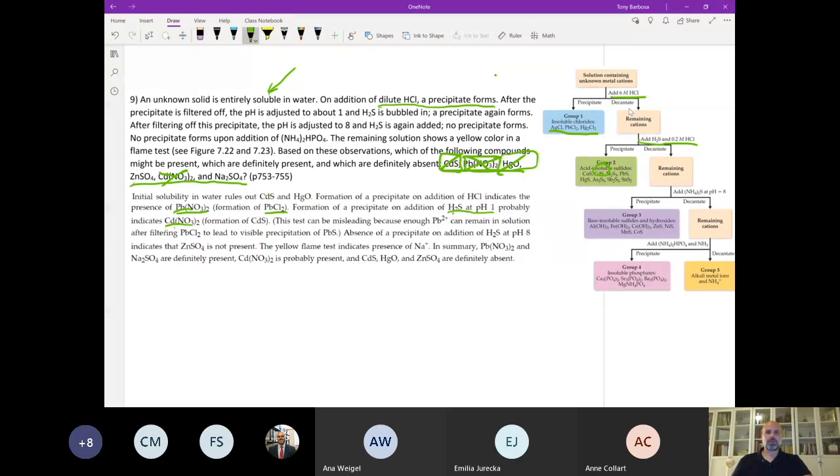We could also see, and then the next one they talk a little bit about the lead sulfide here. Then when we add H2S or some other sulfide at pH 8, they're basically talking about the fact that nothing comes crashing out, right? When we adjust to pH 8, there's no precipitate that forms. So you can see that that has none of the salts in the group that we're looking at. Then we have the next step.